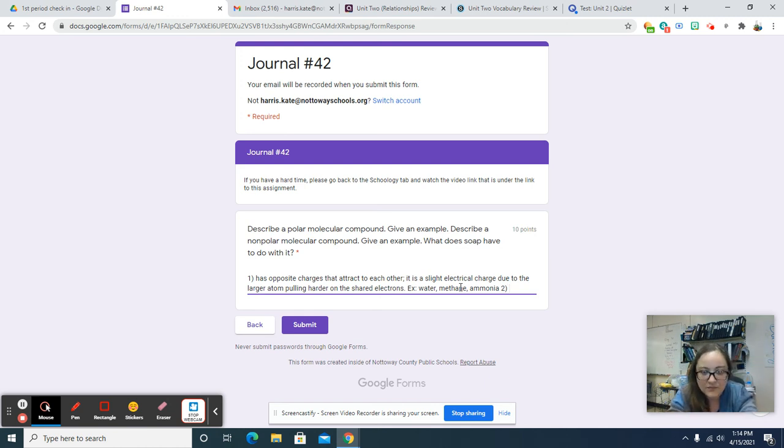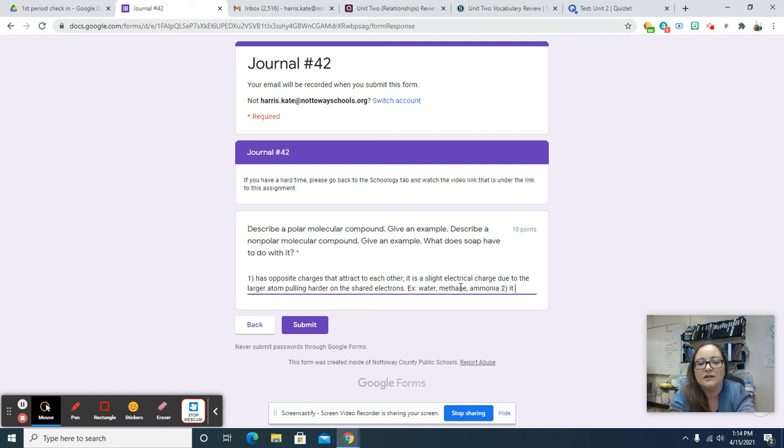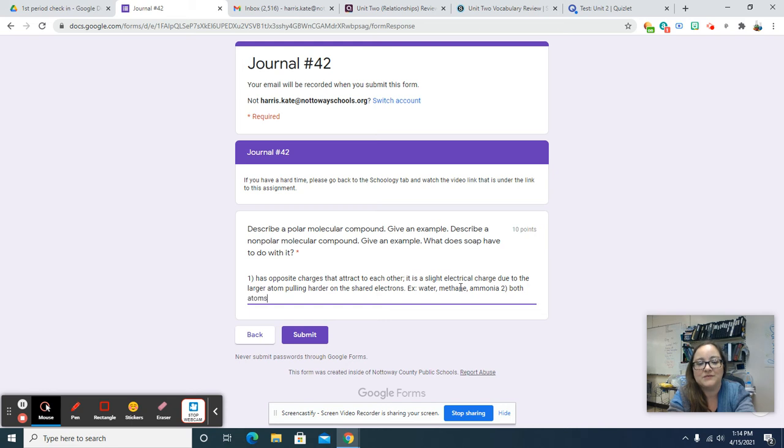It pulls evenly. That's what we want. Both atoms pull equally on the shared electrons, no electrical charges.